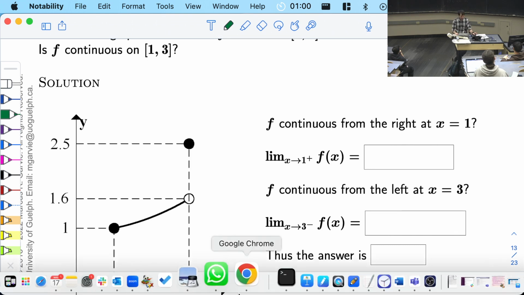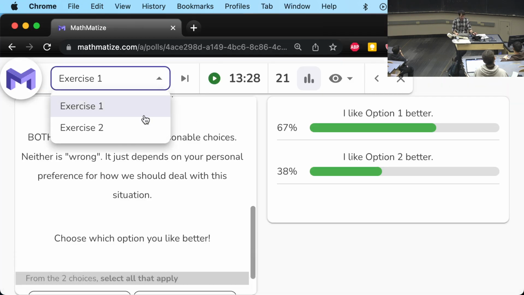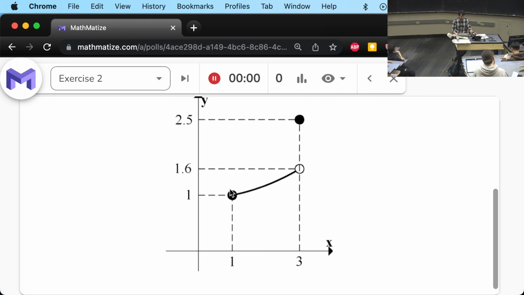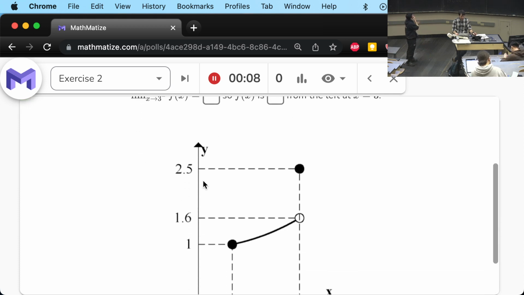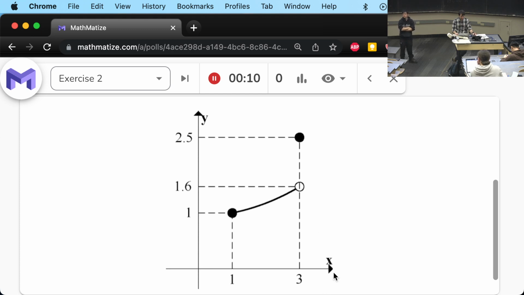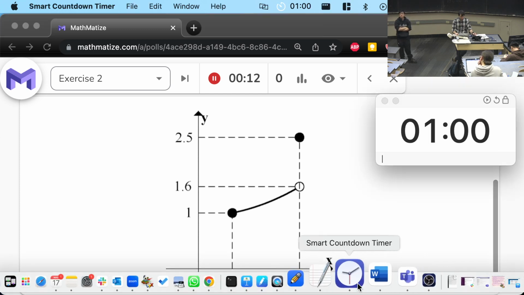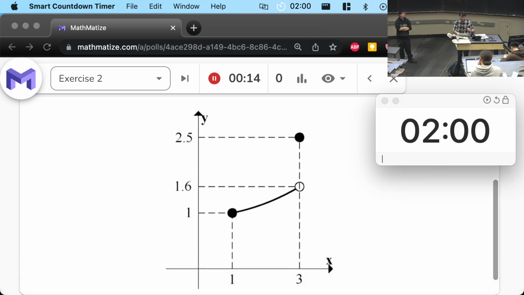Okay? And I'm going to open it up in Math1030, and you guys will try it out. So here it is. Here's the same function, and here are the questions. The limit is a number you fill in, and I want you to say continuous, yes or no, from the right and from the left at 1 and 3, which are the two endpoints of this interval that we're looking at. Okay. Let's give you 2 minutes to try this one out. Let me know if you need more time.